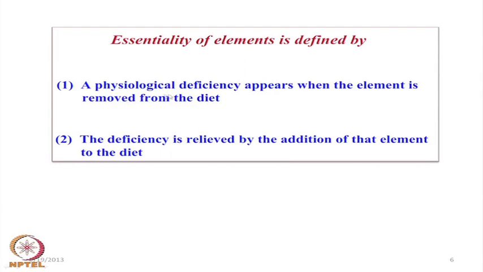show some physiological deficiency when the element is removed from the diet. So, if we do not take that metal ion such as iron, zinc, or copper, we see some disorder in our system. This is a condition where we call that this particular element essential, and we should have some balance with those elements. Then the deficiency is relieved by the addition of that element in the diet. So, if somebody is deficient in iodine, iron, or calcium, we should put those elements in the diet chart.